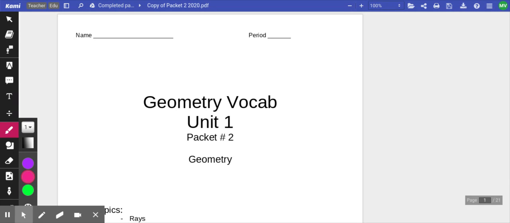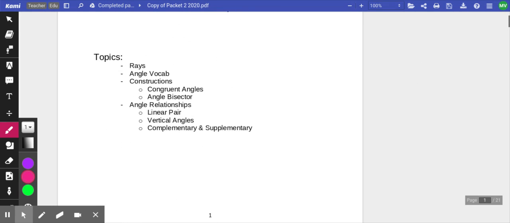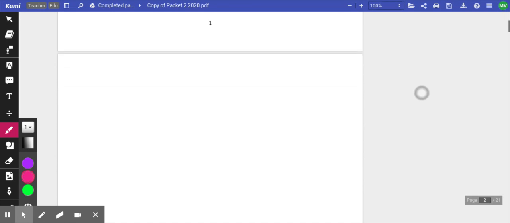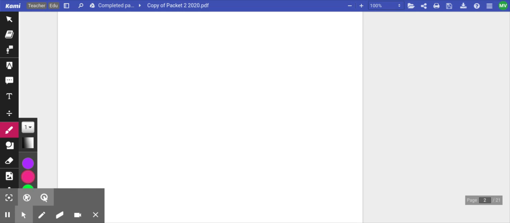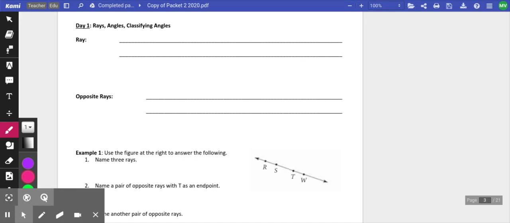So today we are beginning part 2 of Unit 1, and this is continuing with our geometry definitions. Okay, so here we go. Day 1: rays, angles, and classifying angles.